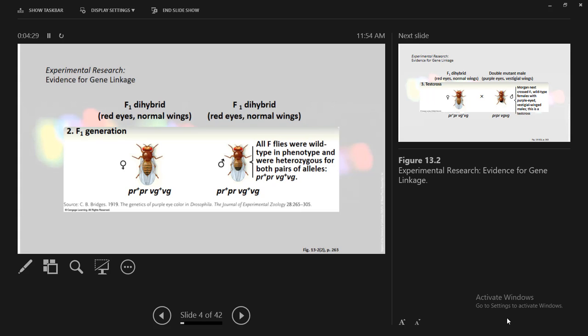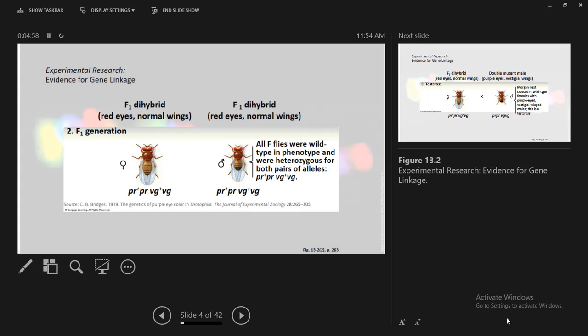Typically at this point we take two F1 individuals and cross them. What do we call that cross? A dihybrid cross. We would produce the F2 generation, but that would be a dihybrid cross. And you're like, Dr. Engel, I know exactly what's going to happen when you do a dihybrid cross. The phenotypic ratios are going to be 9 to 3 to 3 to 1.